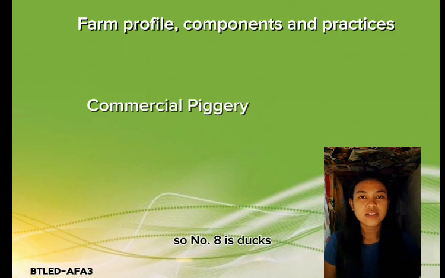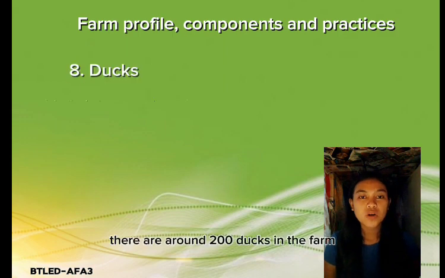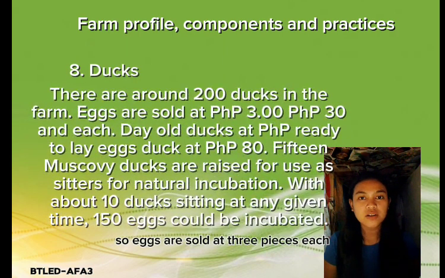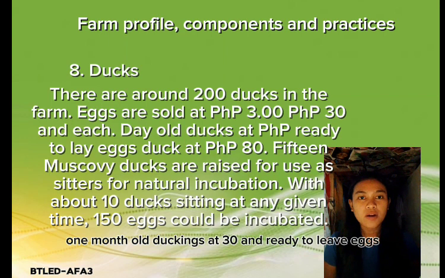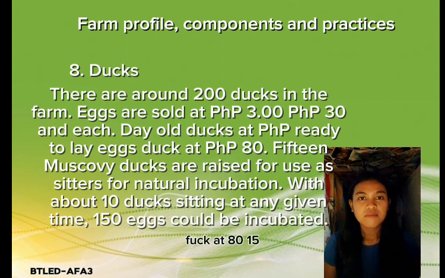Number 8 is ducks. There are around 200 ducks in the farm. Eggs are sold at 3 pesos each. Day-old ducks are sold at 12 each, 1-month-old ducklings at 30, and ready-to-lay ducks at 80. 15 Muscovy ducks are raised for use as sitters for natural incubation.